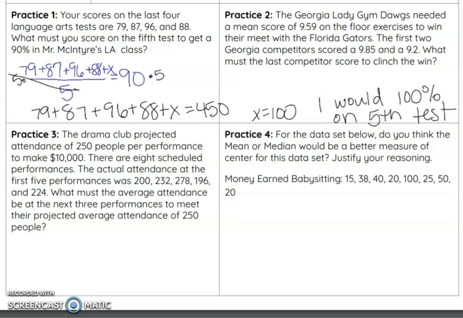Okay, let's look at the second example. And this will be solved the same way we just did the first one. So the Georgia Lady Gym Dogs needed a mean score of 9.59 on the floor exercises to win their meet with the Florida Gators. The first 2 Georgia competitors scored 9.85 and 9.2. What must the last competitor score to clinch the win?